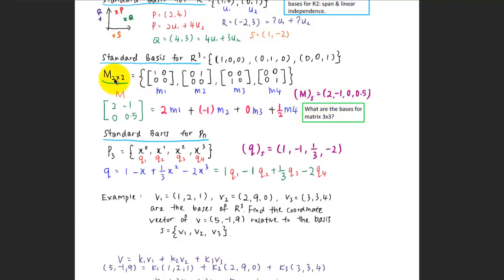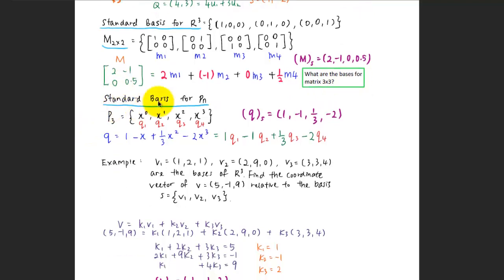Now, since the matrix of 2 by 2 needs 4 bases, how about the basis for the matrix of 3 by 3? The next one is the standard basis for polynomial equations raised to the power of n order. So let's consider this case, the third order of polynomial.